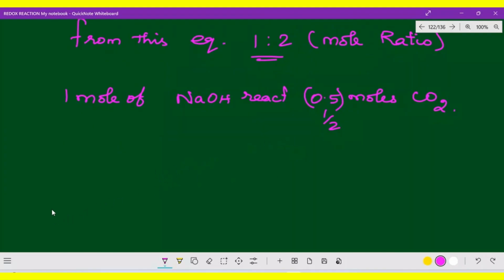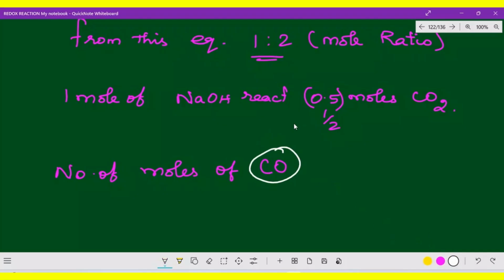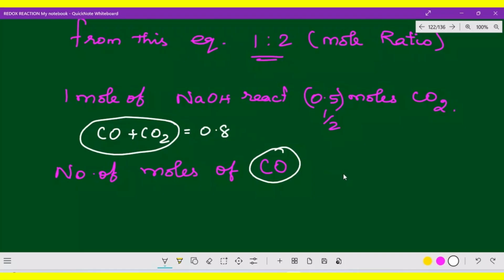So that means the number of moles of carbon monoxide. See, this is carbon dioxide, this is carbon monoxide. This is a mixture of carbon monoxide plus carbon dioxide, and how much is it in moles? It is 0.8. That is what I wanted to separate. So how do we identify the number of moles of carbon monoxide? The total mixture is 0.8 mole.